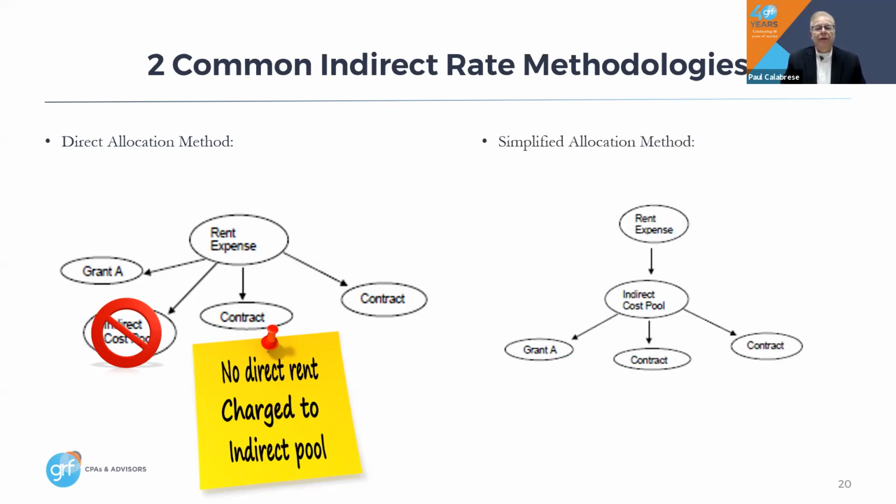The last graphic shows you what most individuals and organizations have seen, and that is a simplified allocation method where rent at the top here is being allocated via the indirect pool. And so that rent is both direct purpose rent and indirect rent, and both of those rents sit in the M&G, or you can call it G&A, or you can call it facility administration, but it's sitting in the indirect pool, and then the indirect rate allocates it to a grant, a contract, and so forth. Okay.